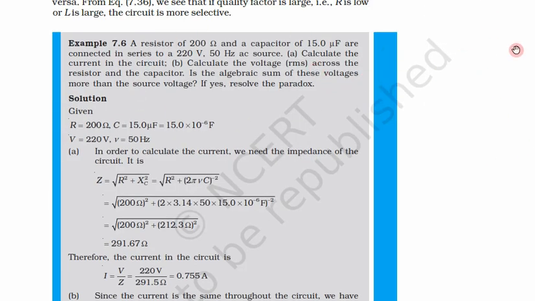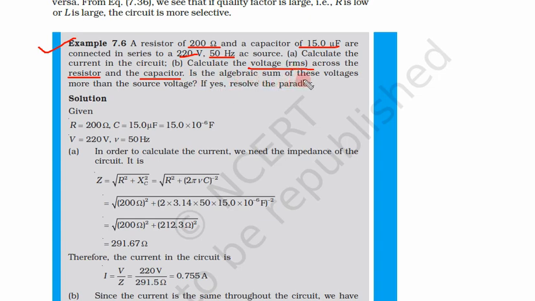So let us do this example. A resistor of 200 ohm and a capacitor of 15 microfarad are connected in series. So both are connected in series, and the source is a 220 volt, 50 hertz AC source. Calculate the current in the circuit. So we have to calculate the current, and the RMS voltage across the resistor and the capacitor separately.